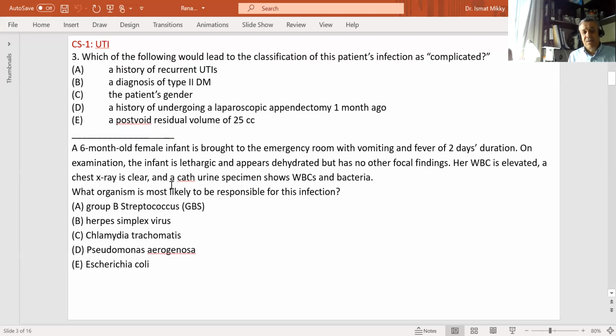And then the third question, which of the following would lead to the classification of this patient's infection as complicated? The answer is a diagnosis of type 2 diabetes. Complicated UTIs involve metabolic or hormonal abnormalities, such as those seen in patients with diabetes mellitus or during pregnancy.